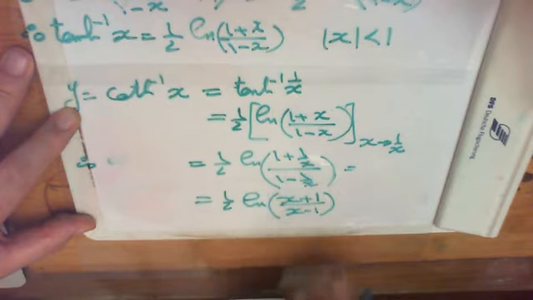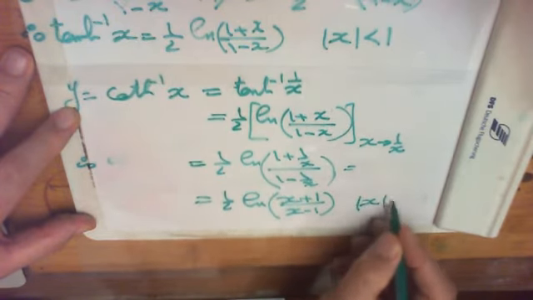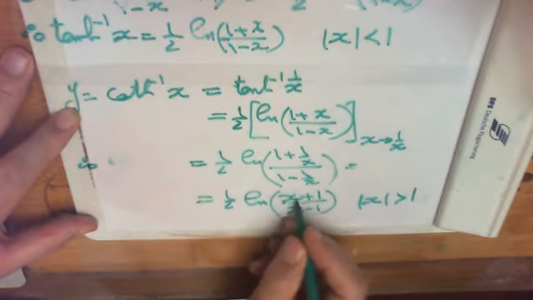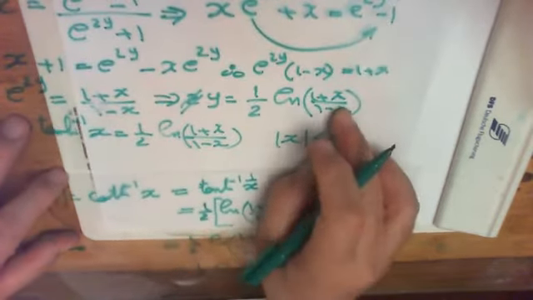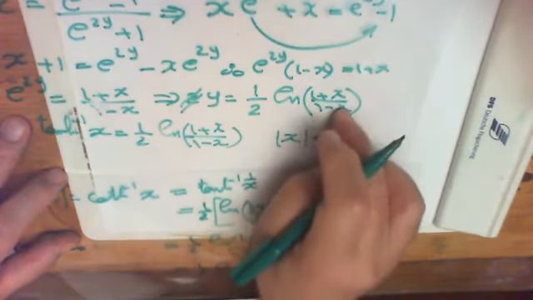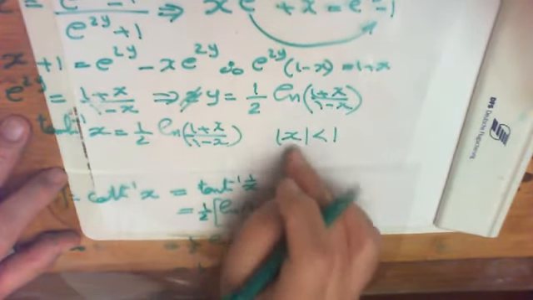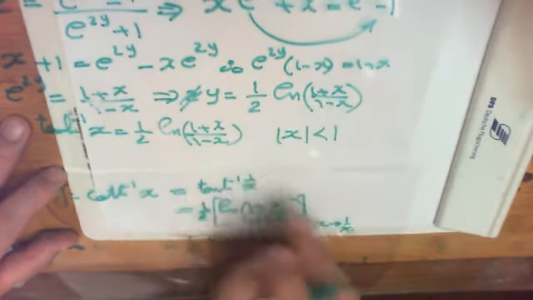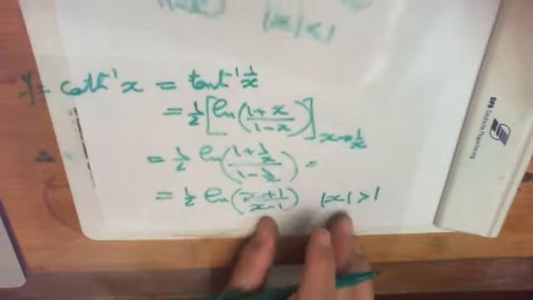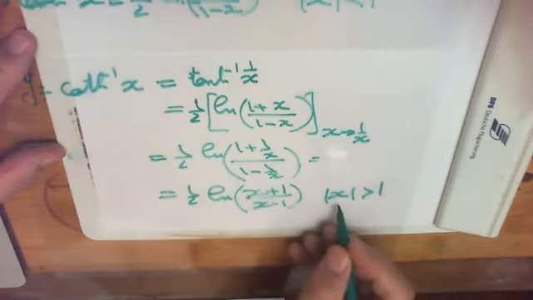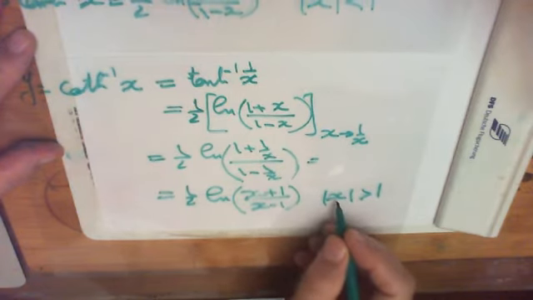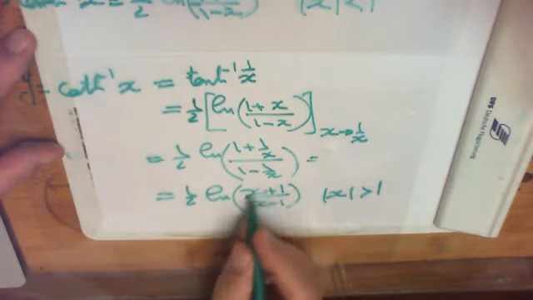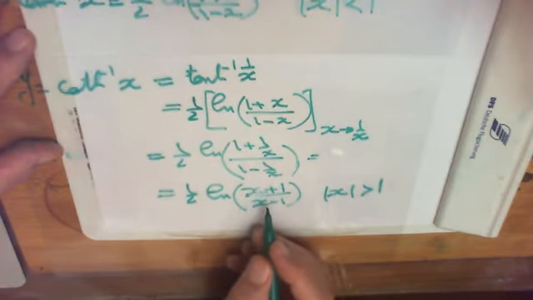This agrees with what we already know. Modulus x must be greater than 1 to have a positive argument of the ln. The same as here, we must have a positive argument of the ln. As we already know, modulus x less than 1, so this will be always positive. Also, we know that for the cotangent minus 1 function, its domain is modulus x greater than 1, that is greater than 1 or less than minus 1. So this will be always positive, as it must be.